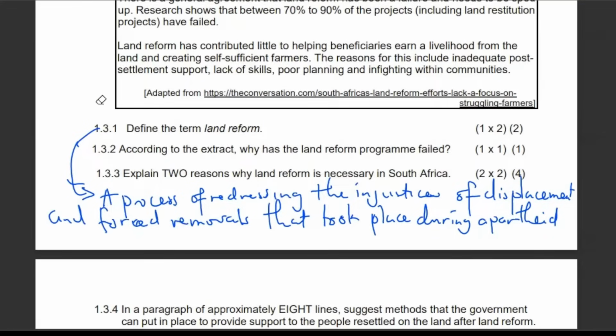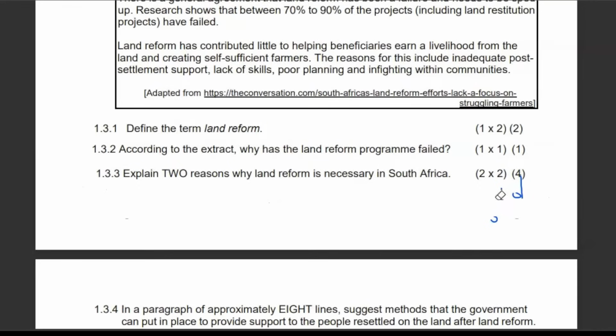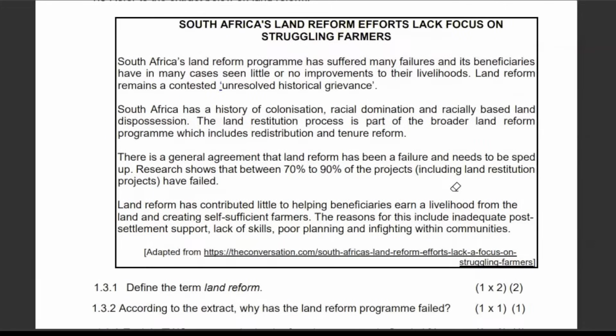Right. Let's go on to the next question. According to the extract, why has the land reform program failed? Right, we need to go to the extract and check for evidence which suggests why the land reform has failed. Why is the government failing to redress the injustice of the past? Right, we are seeing that it is saying South Africa's land reform program has suffered main failures. It's guiding us that way.